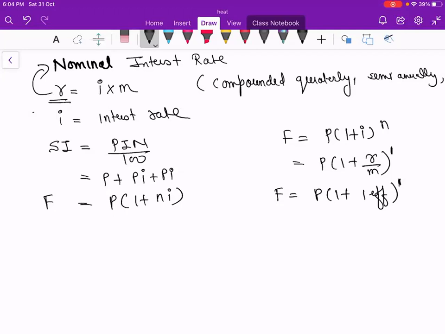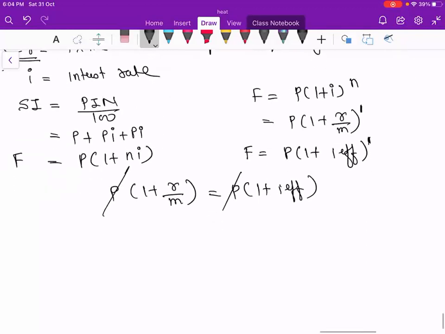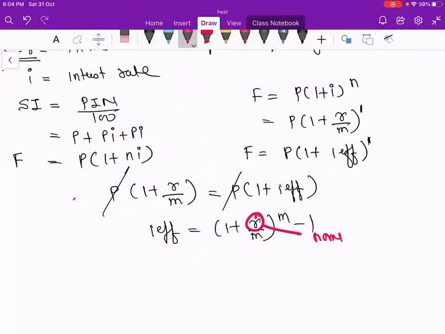For 1 year, we know that simple interest equals compound interest, so we can directly equate this value. P(1 plus R by M) to the power M equals P(1 plus I effective). So P will cancel out, and from here we will get I effective. I effective equals (1 plus R by M) to the power M minus 1. So what is R here? R is the nominal interest rate.